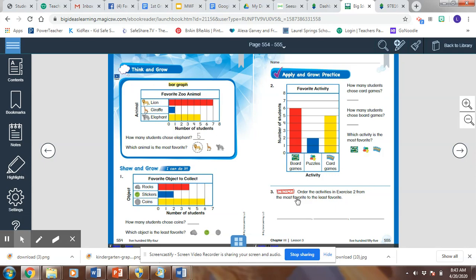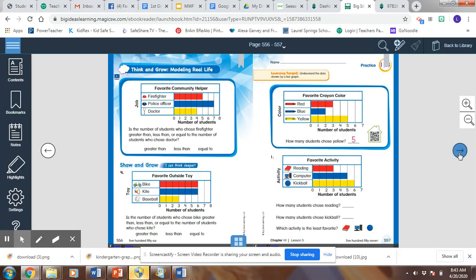Number 3, order the activities in exercise 2. That means number 2, from the most favorite to the least favorite. So there are 3 categories, and you will be listing them from the most to the least. Make sure that you read that, most to least. Don't let them trick you, my firsties. Don't let them do that.